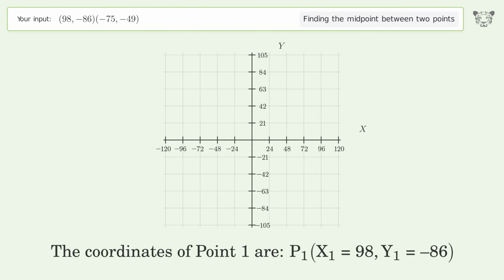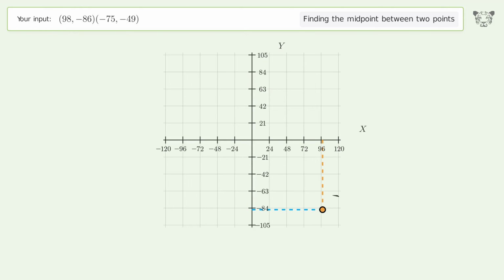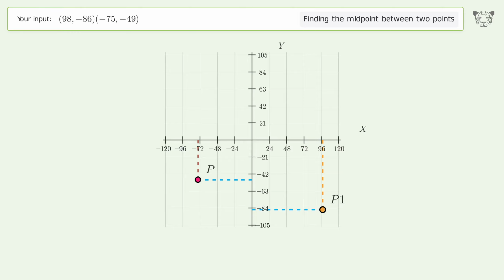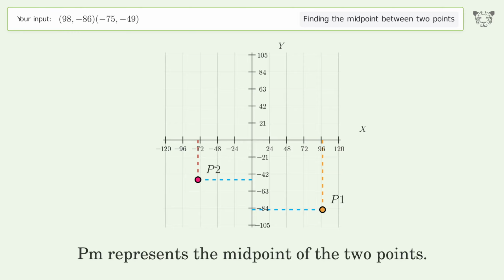The coordinates of point 1 are, x1 equals 98, y1 equals negative 86. The coordinates of point 2 are, x2 equals negative 75, y2 equals negative 49. PM represents the midpoint of the 2 points.